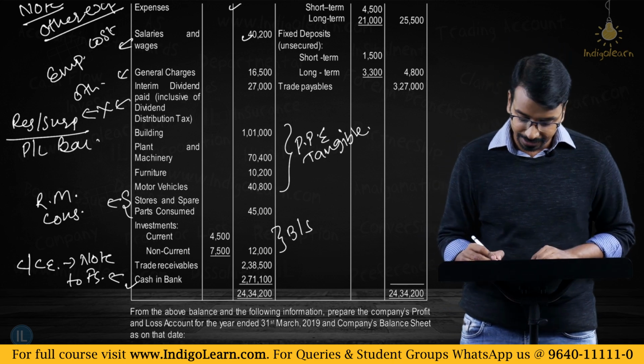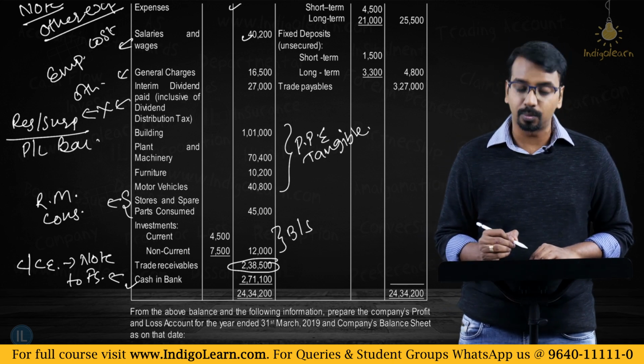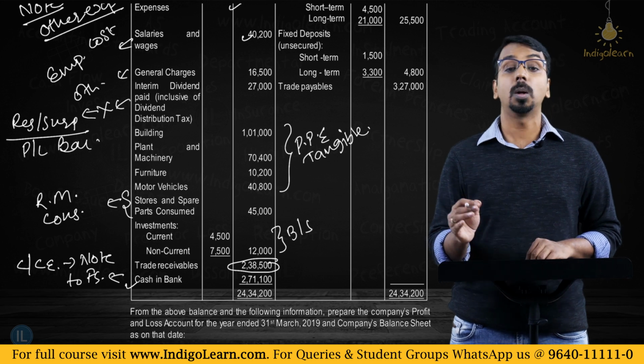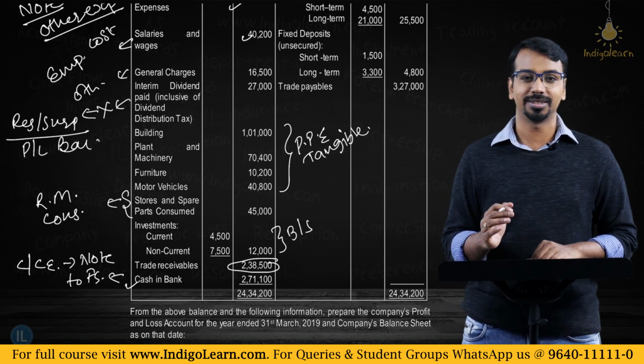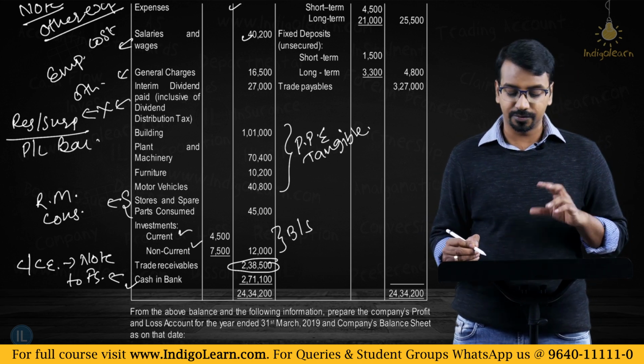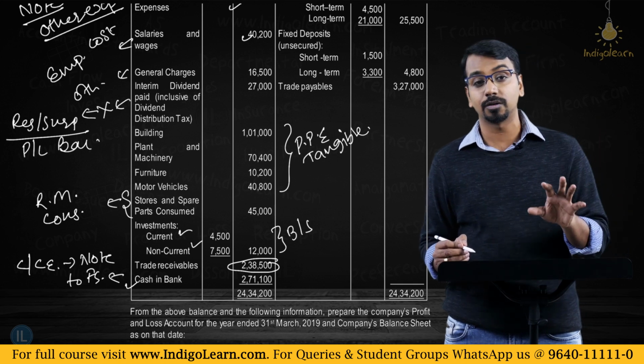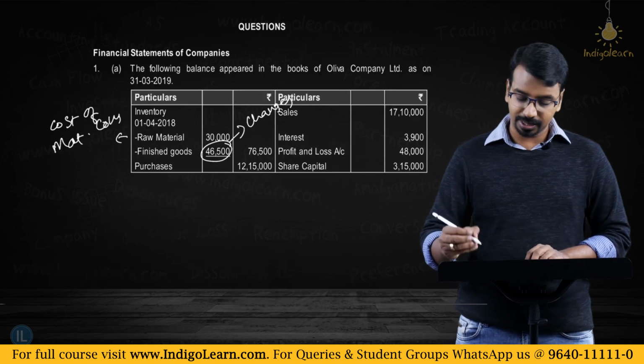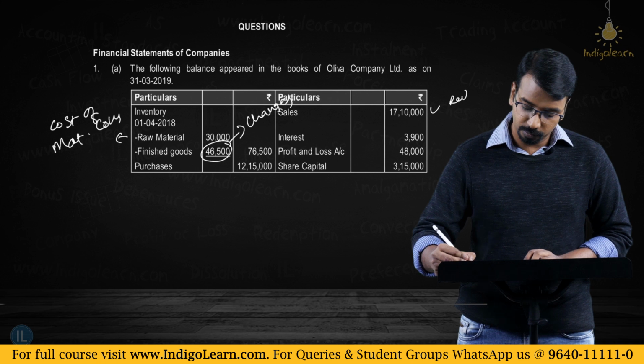For example, trade receivables, these can directly come on your face. This can directly come on the face of your balance sheet. Similarly, your current investments, non-current investments, these can come onto your face of the balance sheet. Coming to the credit side, sales, you will show it under revenue. This is your other income, right?